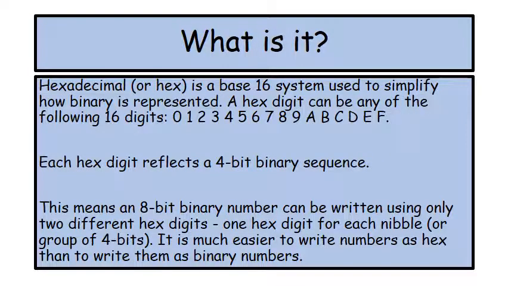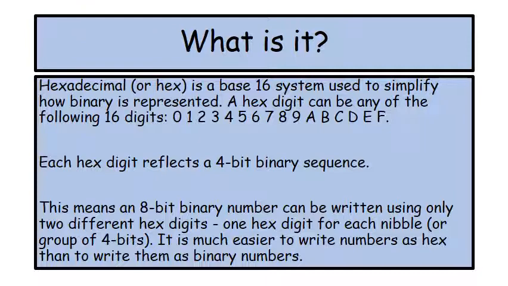So what is it? Hexadecimal is a base 16 system used to simplify how binary is represented. A hex digit can be any of the following 16 digits. So you've got 0 through to 9 and then A through to F. The reason we're talking about base 16 is because if you count all those digits, 0 to 9 and A to F, there are 16 in total.